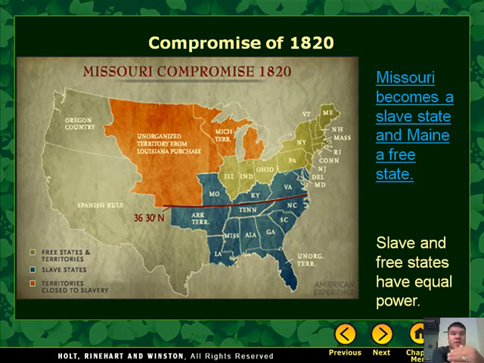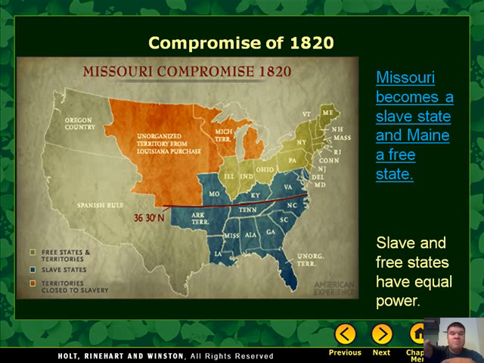The number of representatives and senators was equal for both North and South. If these states came in and they both were, say, slave states, then the southern slave states would have more power. Or if they were both free states, the northern free states would have more power. So there was a compromise that had to be made.